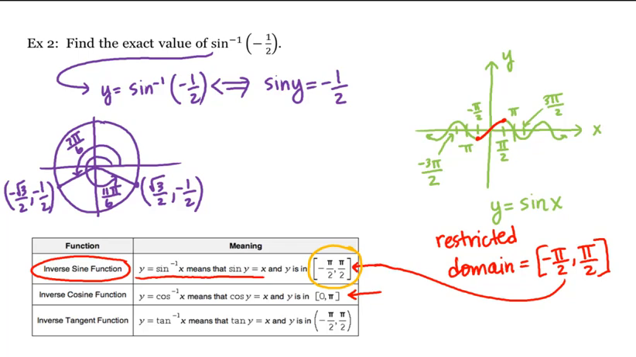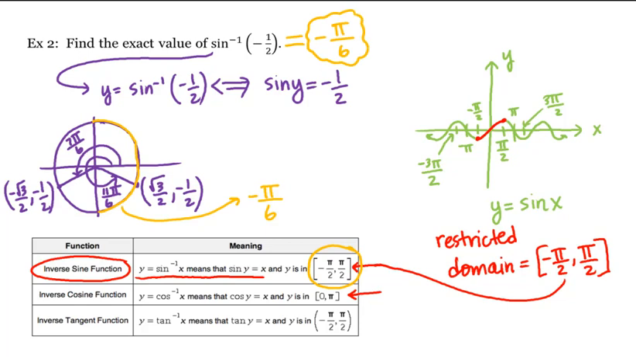Now, a very common mistake that students will make is they will think that this interval, negative pi over 2 to pi over 2, corresponds to any angle in quadrants 4 and 1. And so they'll answer 11 pi divided by 6. However, 11 pi divided by 6 does not lie between negative pi halves and pi halves. So what we need to do is find the angle that is coterminal with 11 pi divided by 6, whose sine is equal to negative 1/2. And that angle would be negative pi divided by 6, which is our answer. So let's write that here, negative pi divided by 6.